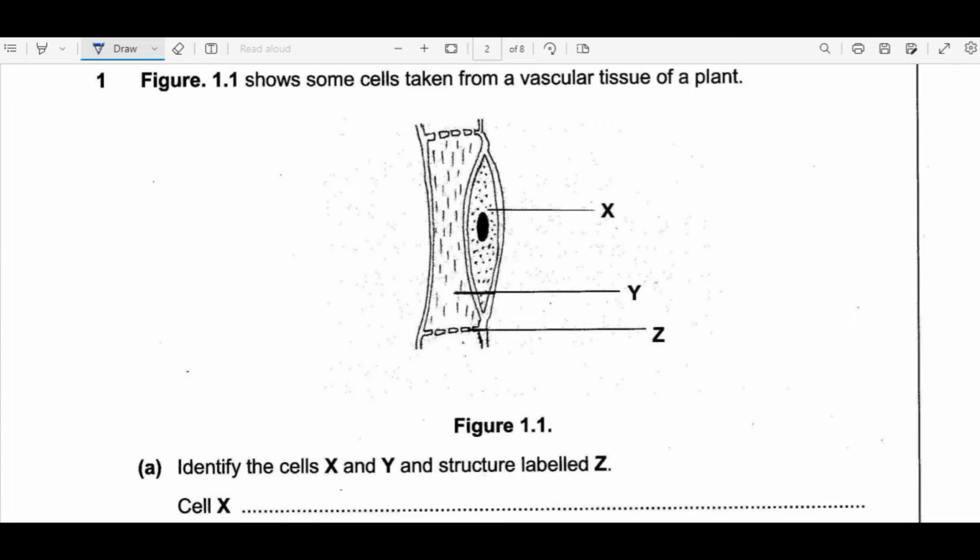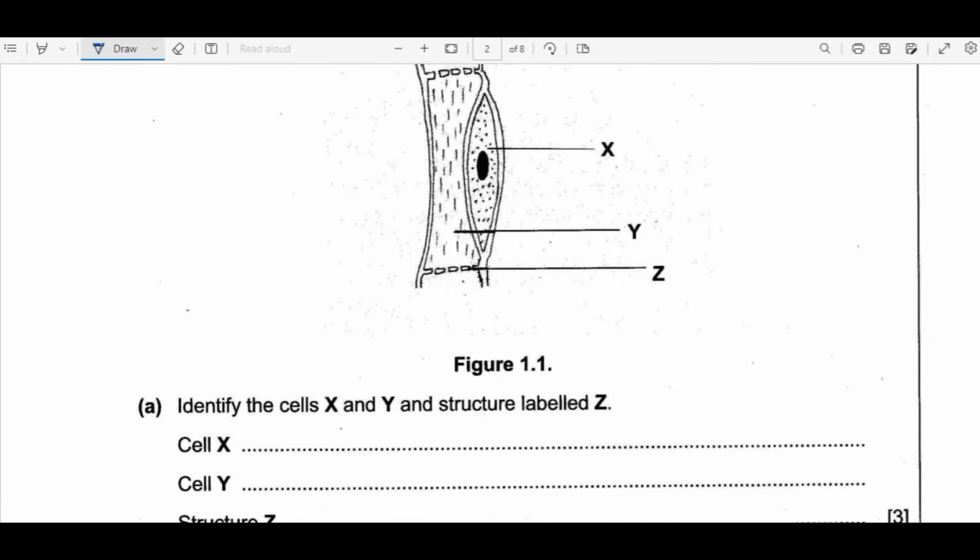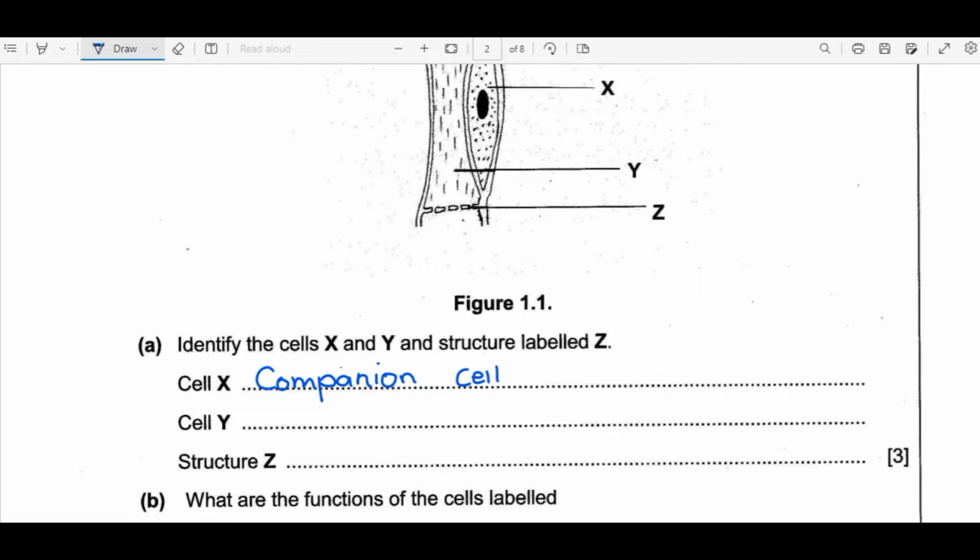Then question A: identify the cells X and Y and structure Z. Cell X is a companion cell. Then for cell Y, how can we identify it? Based on the structure and also the presence of this companion cell. This is phloem. So phloem has an associated companion cell.